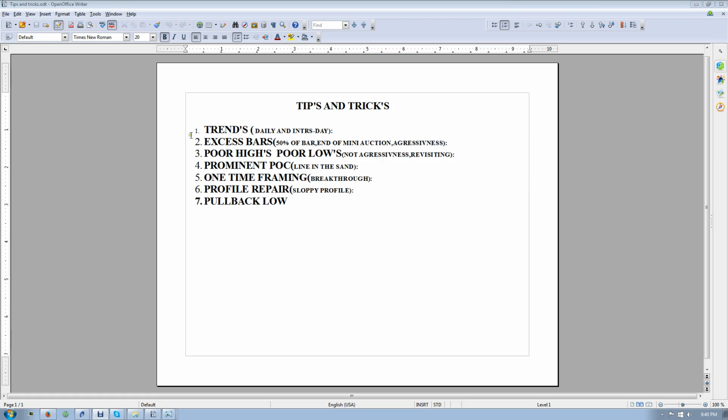So today we're going to start looking at some of these concepts of trends, excess bars, poor highs and lows, a prominent POC, one time framing, profile repair, pullback low, and so on. And what I'm going to do is scroll through the charts and point these things out and show you how things react to that. Okay?